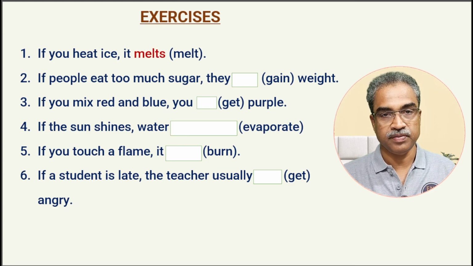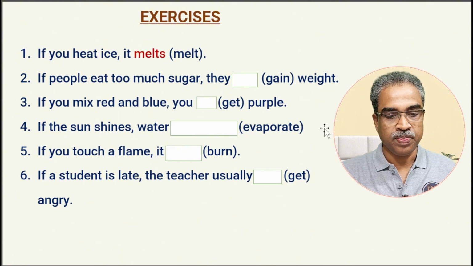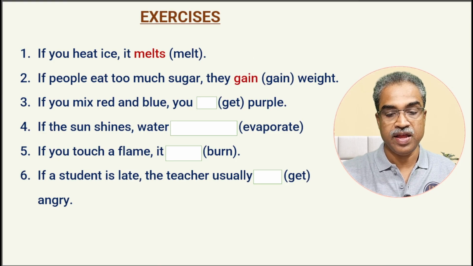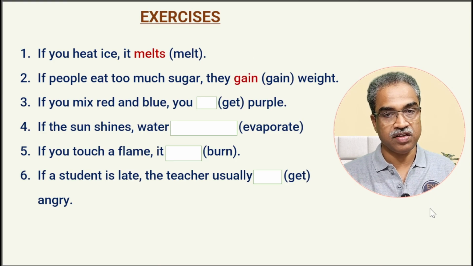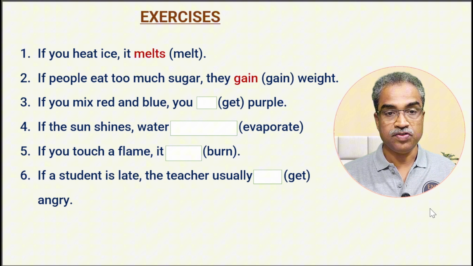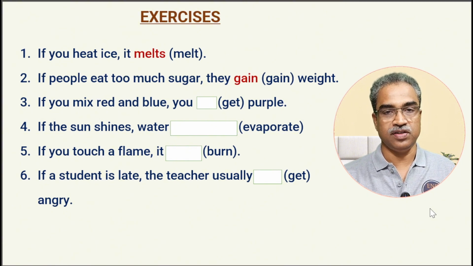It's a fact, natural. Next is, if people eat too much sugar, they dash gain weight. What should be here? Gain, because they is the subject, third person plural. After that, we don't add S. So, if people eat too much sugar, they gain weight. But if I say, if she eats too much sugar, she gains weight.